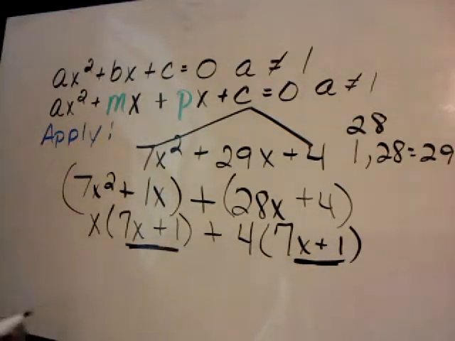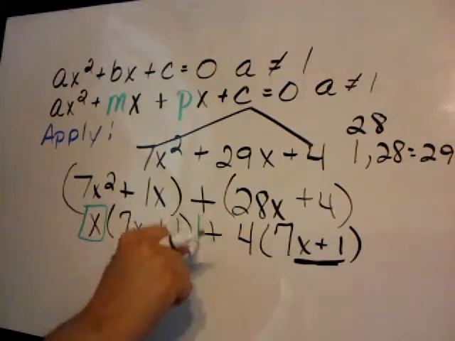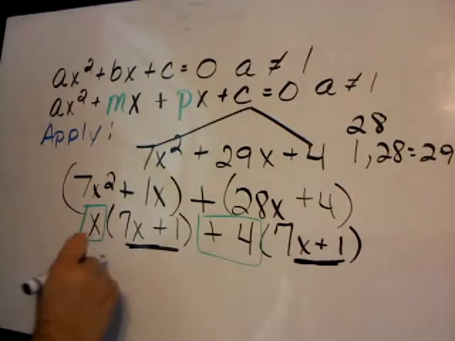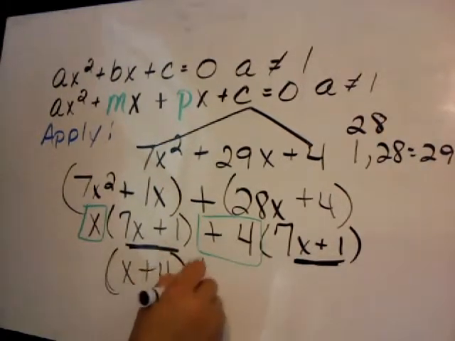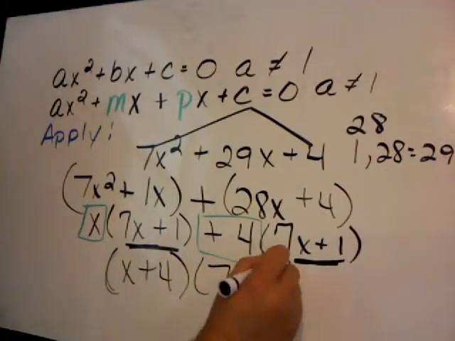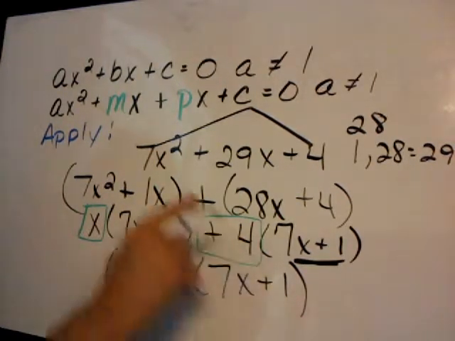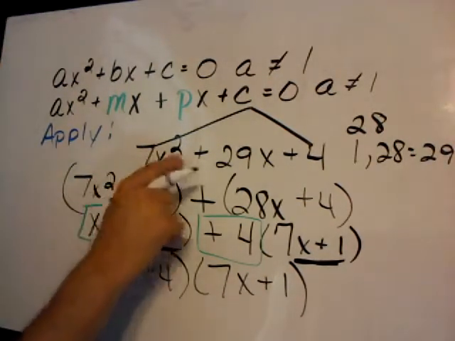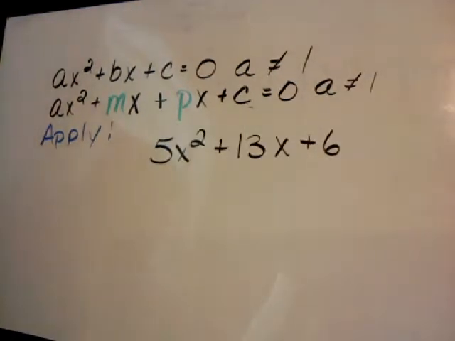Now I can just rewrite the problem. I have an x plus 4. So I would write x plus 4 times 7x plus 1. Again, if you use the FOIL method to multiply this back out, you will get the quadratic equation 7x squared plus 29x plus 4.